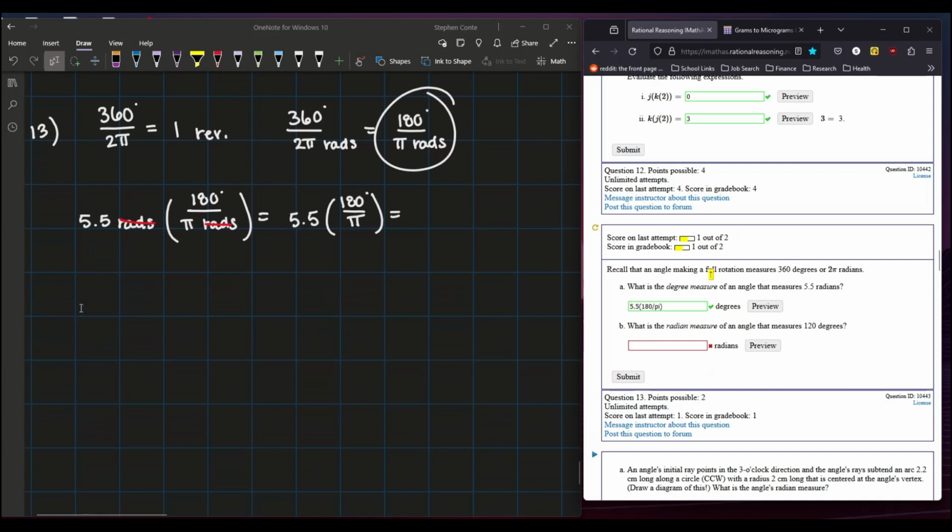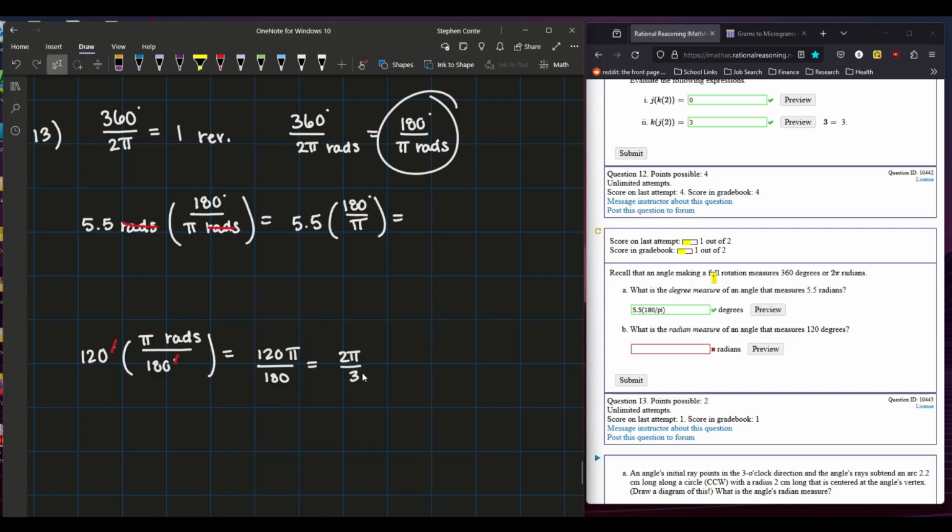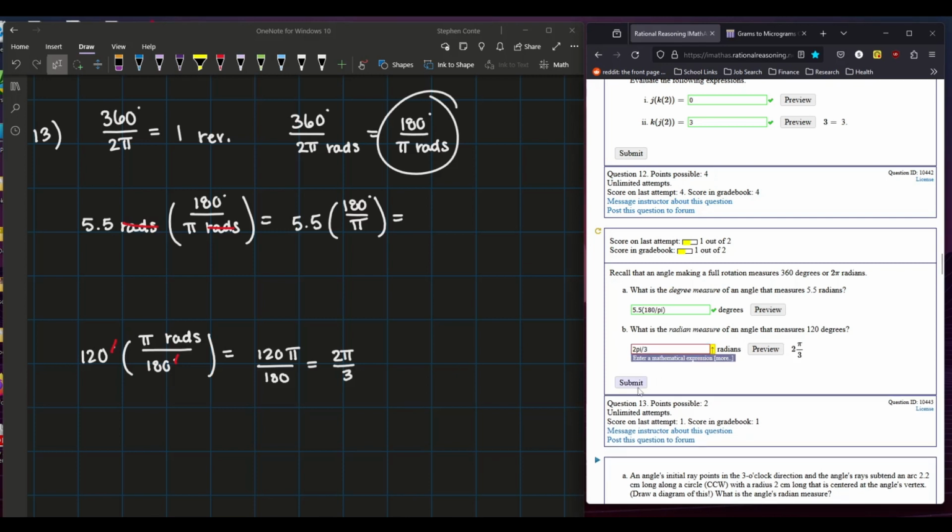And then converting 120 degrees to radians, we'll flip the conversion factor, and now I'll have 180 degrees in the denominator because that's what I want to cancel out in units. So the degrees here will technically cancel out. So I'll have 120 pi over 180, which is the same thing as 2 pi over 3. And that's 2.09 radians.